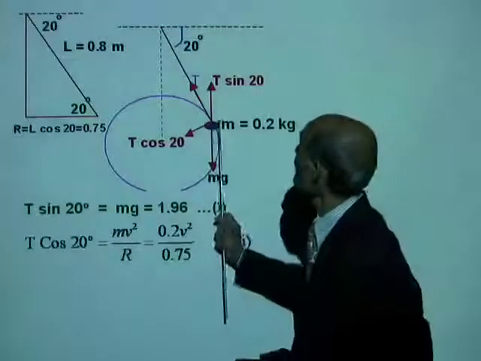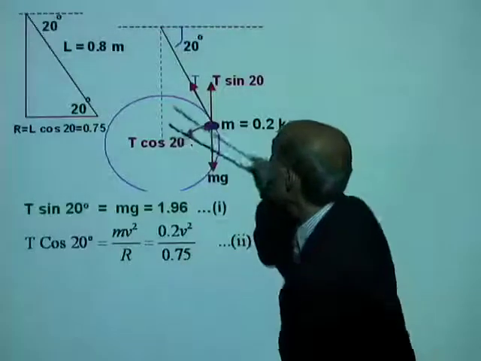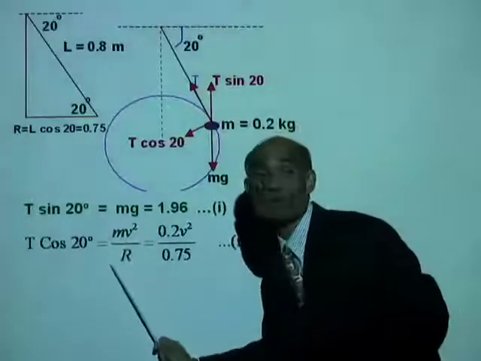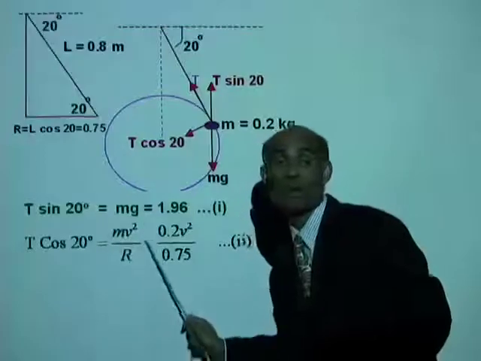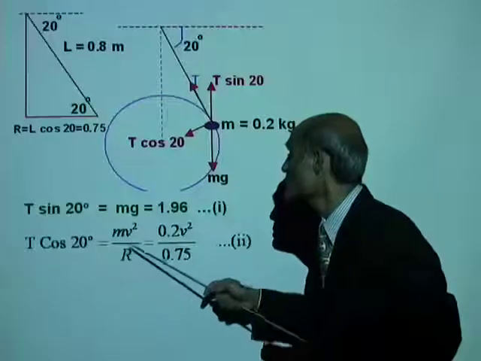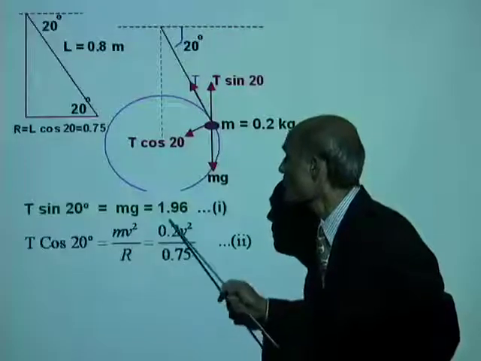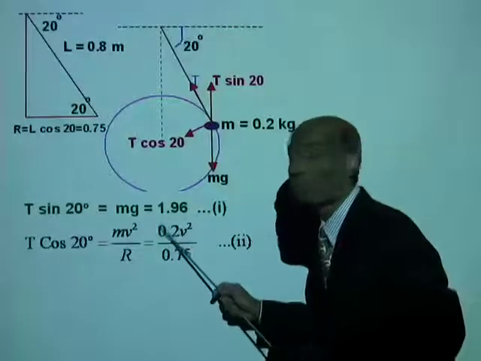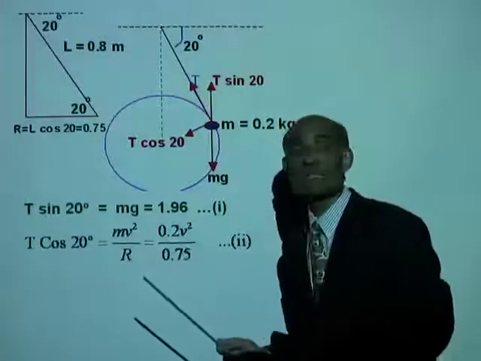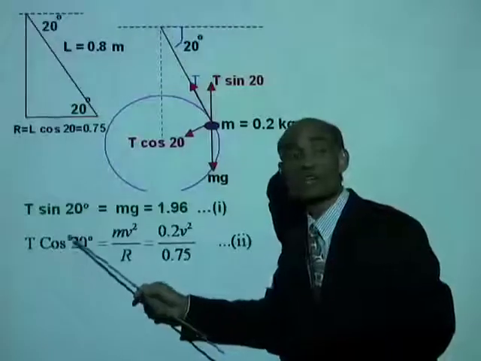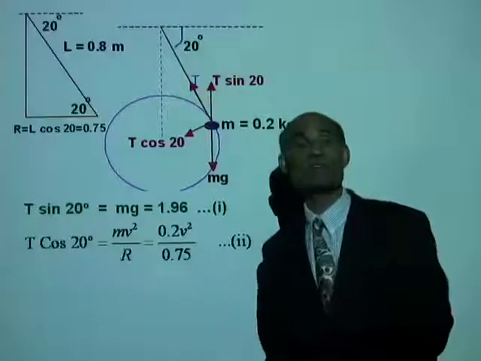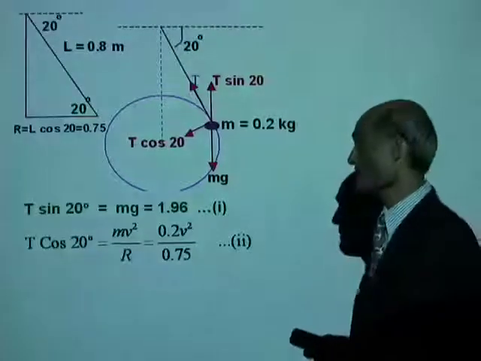What about this? The T cos 20 degrees provides the centripetal force, and the centripetal force is mv squared over r. So T cos 20 degrees is mv squared over r, but m equal to 0.2 kilogram, the radius equal to 0.75 meter. Therefore, T cos 20 degrees is 0.2 v squared divided by 0.75.